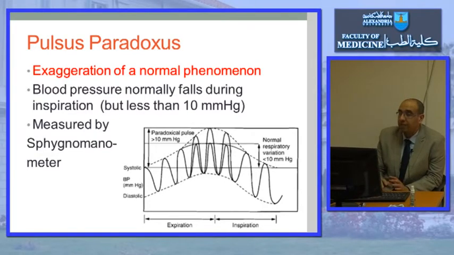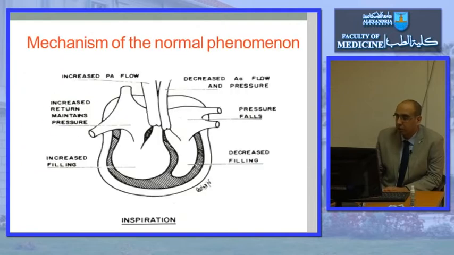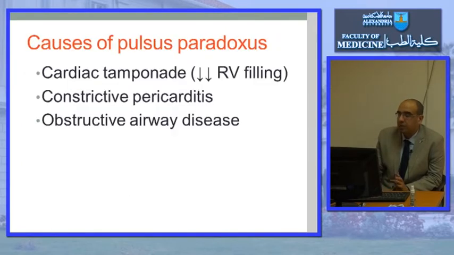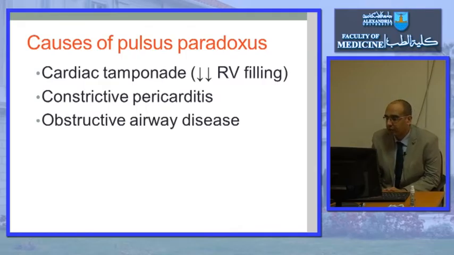But if there is an exaggeration of that normal phenomenon, so that during inspiration the blood pressure falls by more than 10 millimeters of mercury, and I can palpate it and detect it by sphygmomanometer, this is called pulsus paradoxus. This is present in cardiac tamponade, constrictive pericarditis, and obstructive airway diseases.